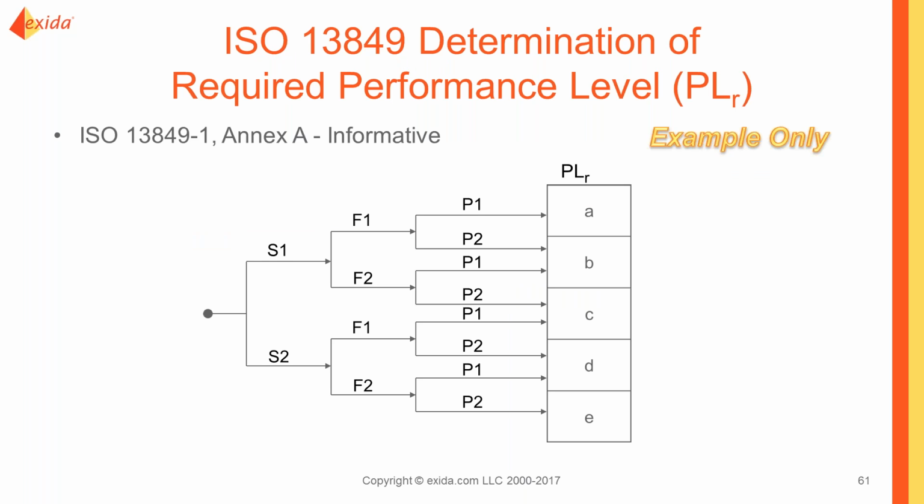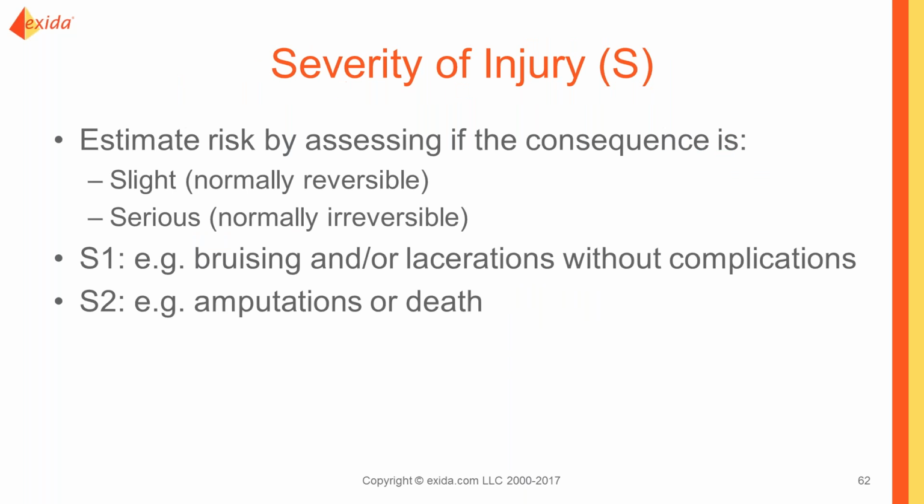We can then look at 13849. It provides a risk graphic methodology in an informative example, and it talks about severity of injury. It gives us 2 things: bruising and lacerations without complications is S1, S2 is amputations or death.